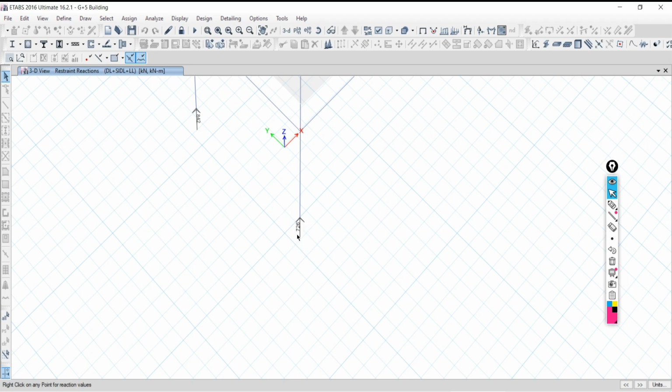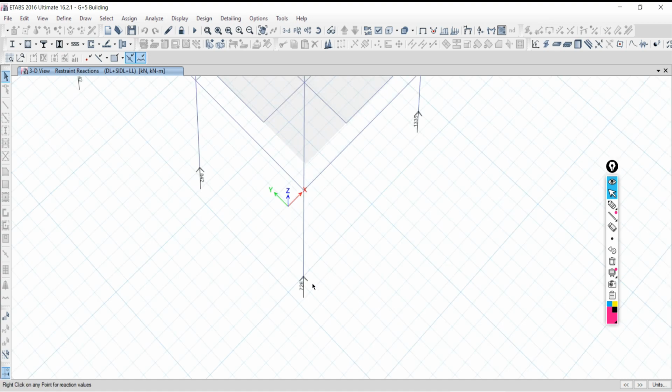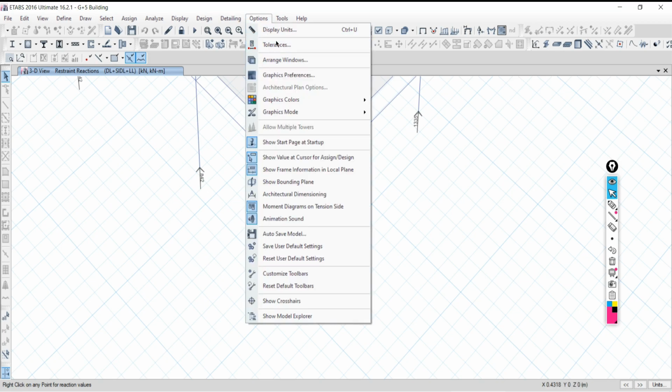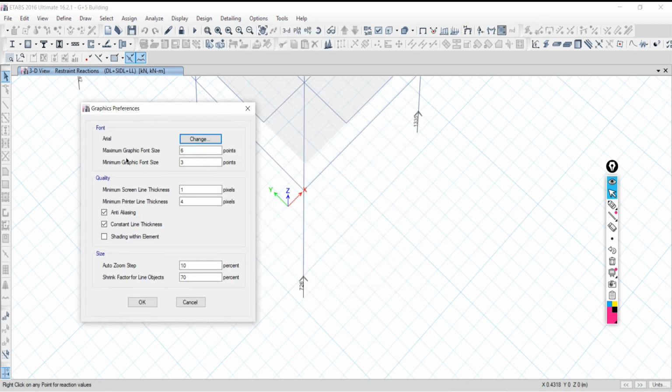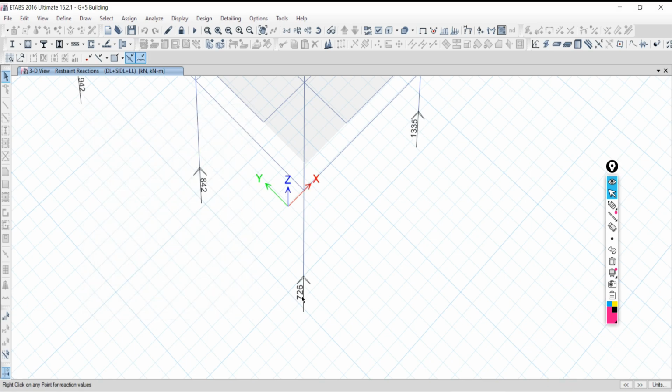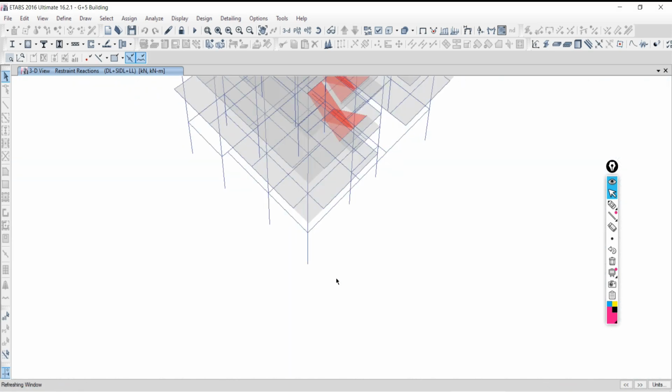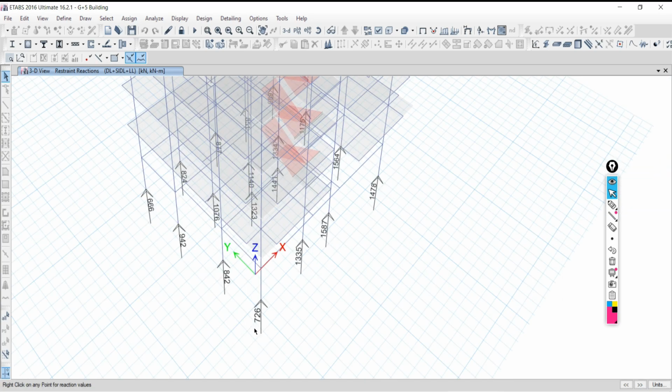Here it was 726. It is not clearly visible, so go to Options, go to Graphic Preferences and change the maximum graphic font size to 10, and click OK. Now it is okay. Now see, under this particular column 726, here 842, here 942.